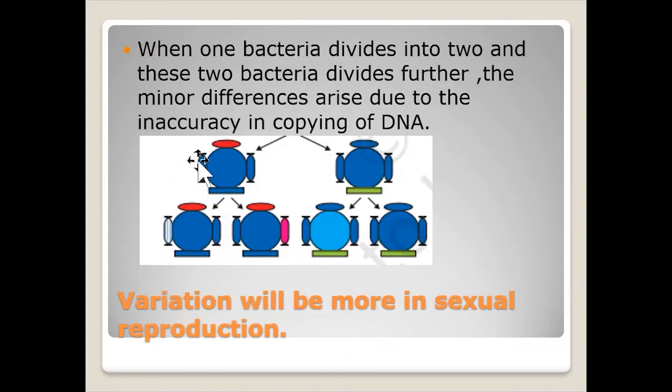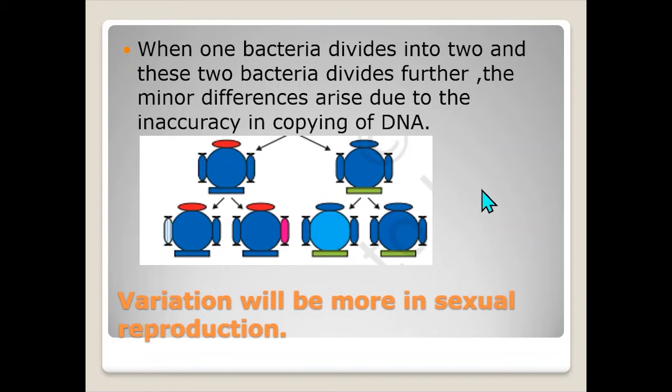Here, in the case of bacteria, they reproduce by asexual reproduction or binary fission. When one bacterium divides into two and these bacteria again divide further, you can see minor differences. That is due to the inaccuracy in copying of DNA. That is the variation in the case of asexual reproduction, where only one organism is involved.